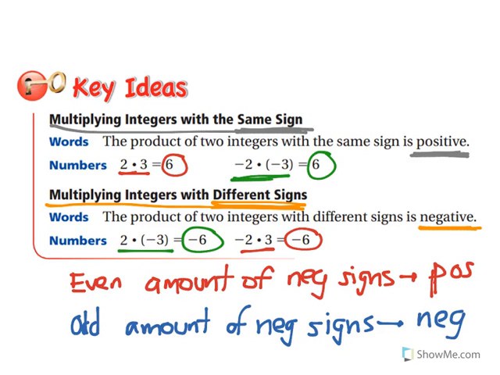So what you can do is just multiply. This is especially helpful if you have 3, 4, 5, 6, a lot of numbers in a row that are being multiplied. That way you can just multiply and then count up the signs. That's when we would use this.